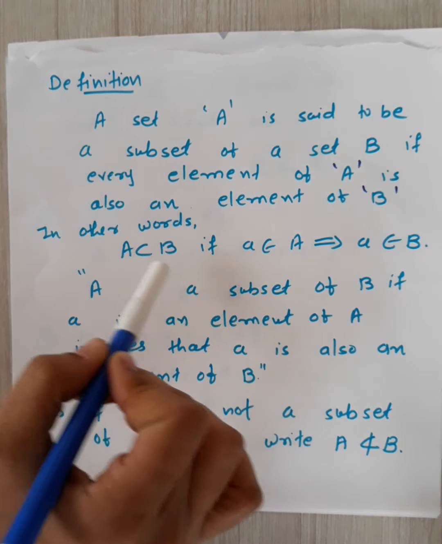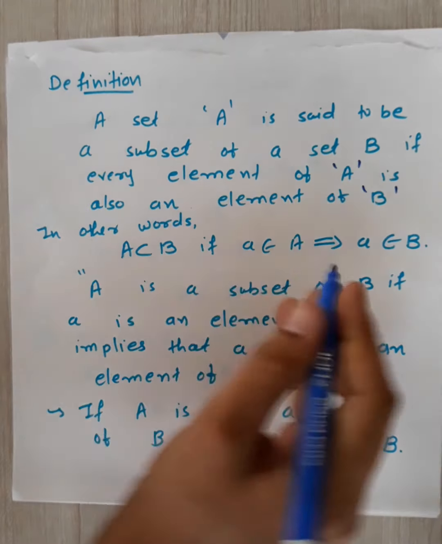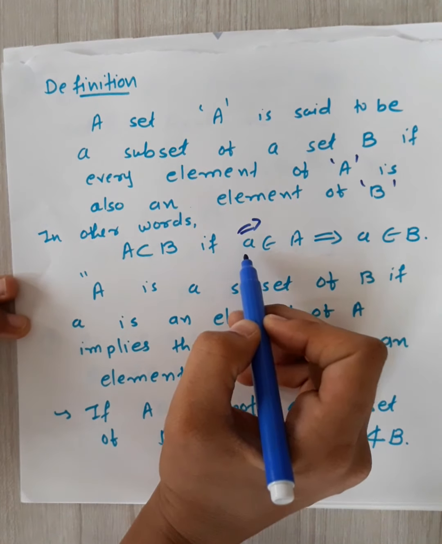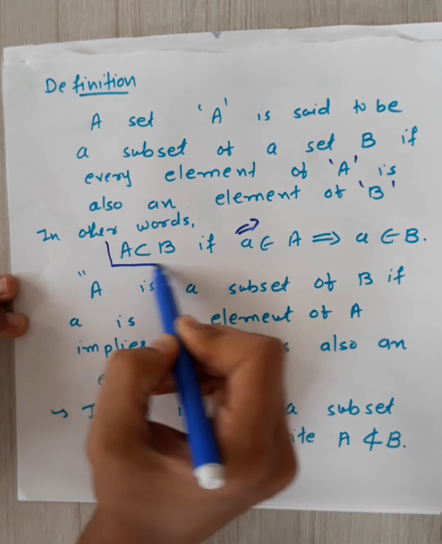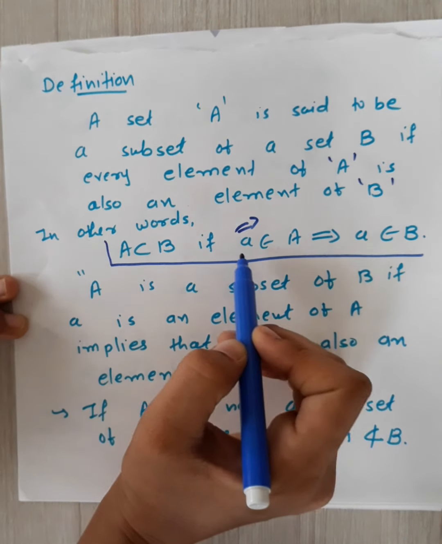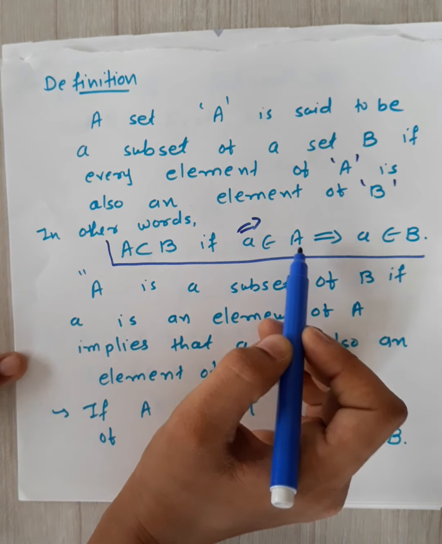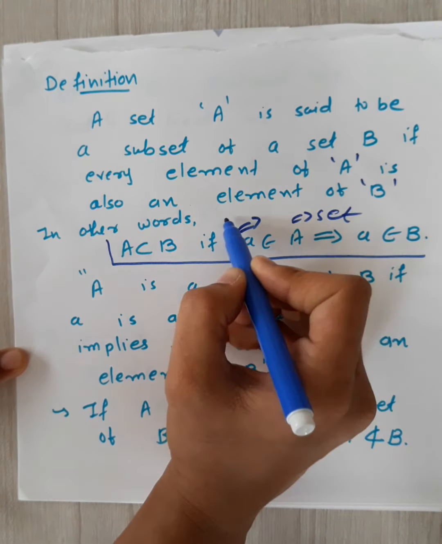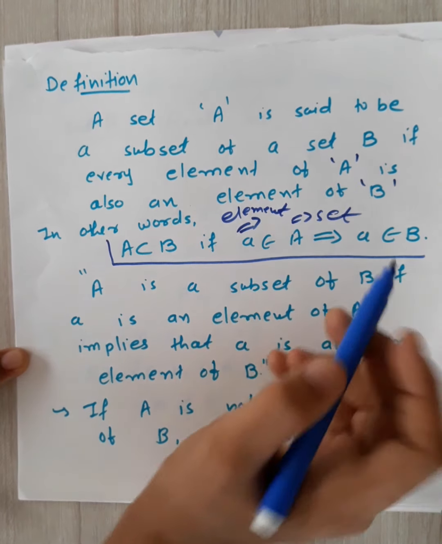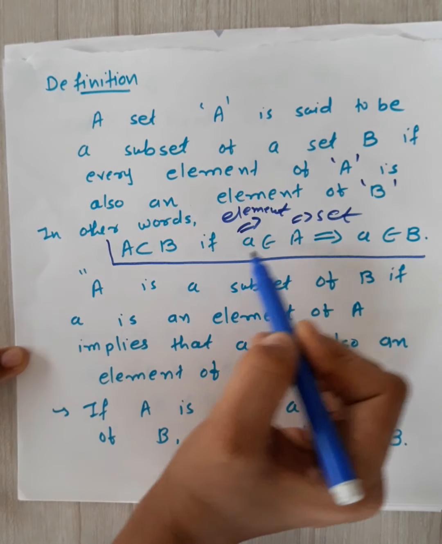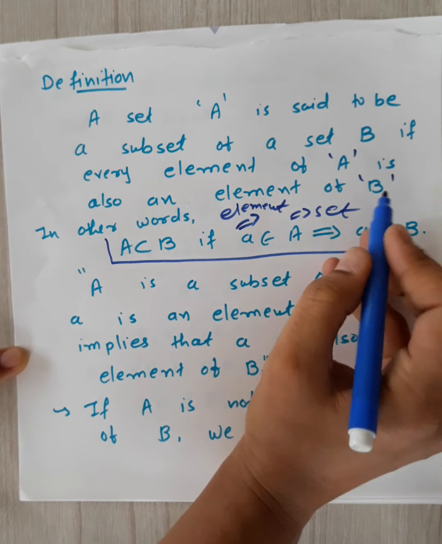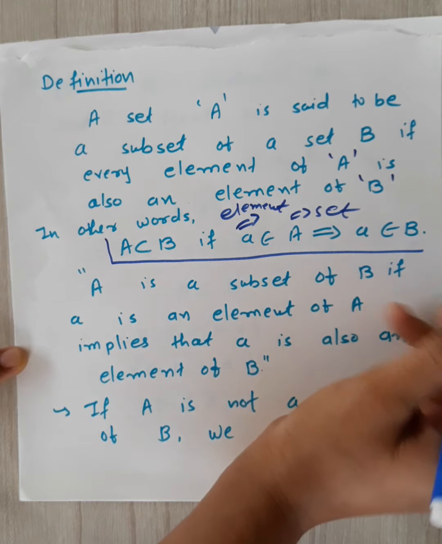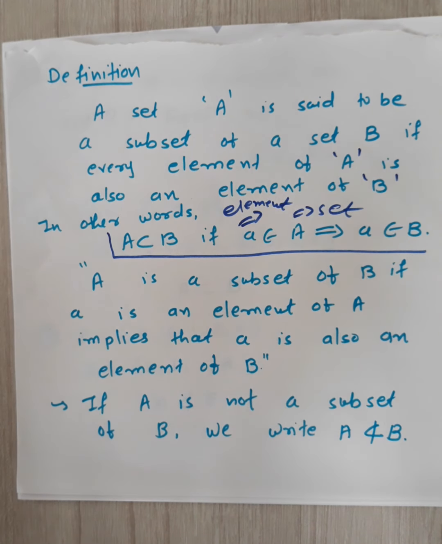In other words, A is a subset of B if, considering small a is an element, small a belongs to A implies that small a belongs to B. This is the definition in other words. A is a subset of B if small a belongs to A, where A is your set and small a is your element. We can read it as: small a belongs to A implies that a belongs to B, so A is a subset of B. If a is an element of A, it implies that a is also an element of B.